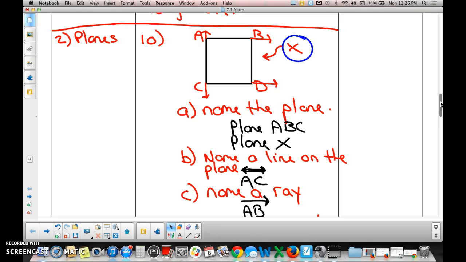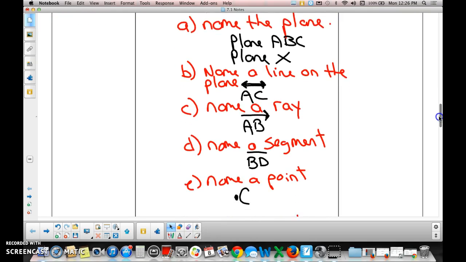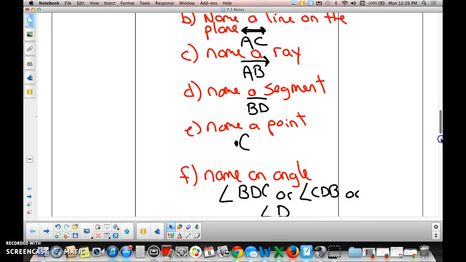And then identifying lines, rays, segments, and so on, I don't think is something that's going to be too big of a challenge. The biggest challenge is to make sure you label them correctly so I know what you're talking about. Right, Bennett? Yeah. Right.